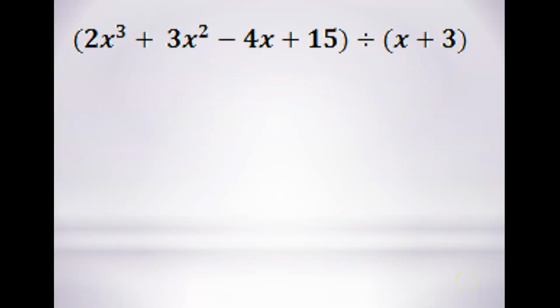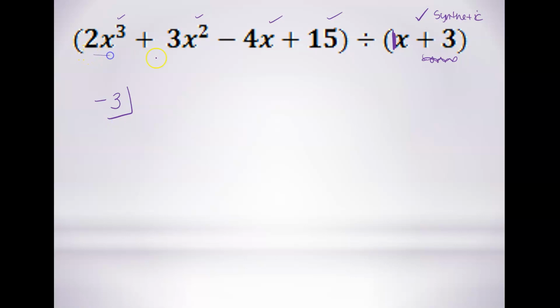Let's try that again. So here you go. We have 2x cubed plus 3x squared minus 4x plus 15 divided by x plus 3. So the leading coefficient of x is 1. So that says, yay, we can use synthetic. This goes x cubed, x squared, x linear, so we can also use synthetic. There's no holes or missing gaps. So we take the opposite of the value here. So if it's positive 3, my box gets negative 3.